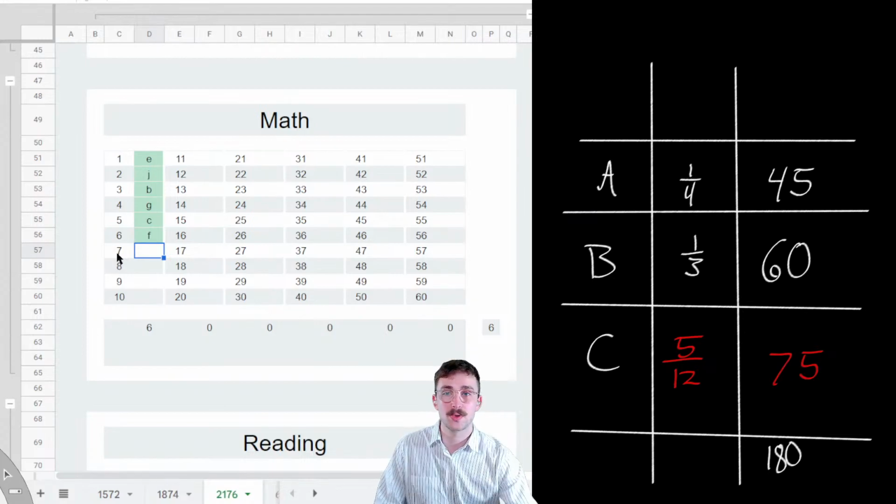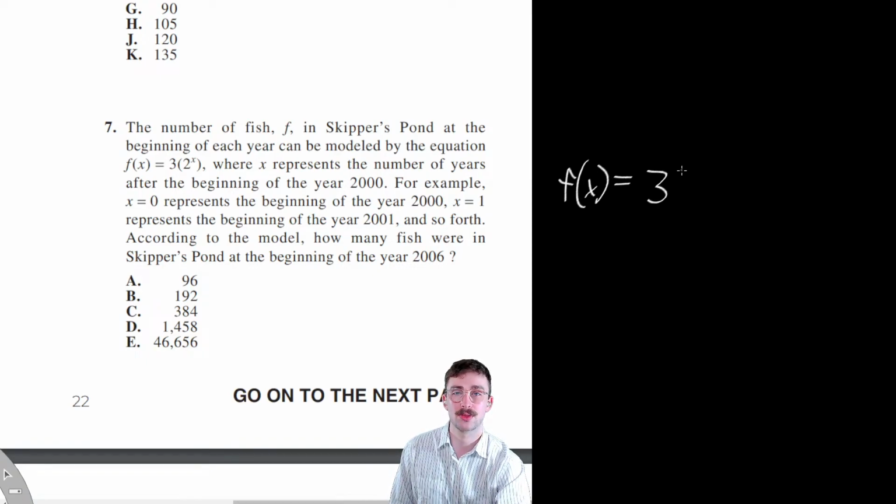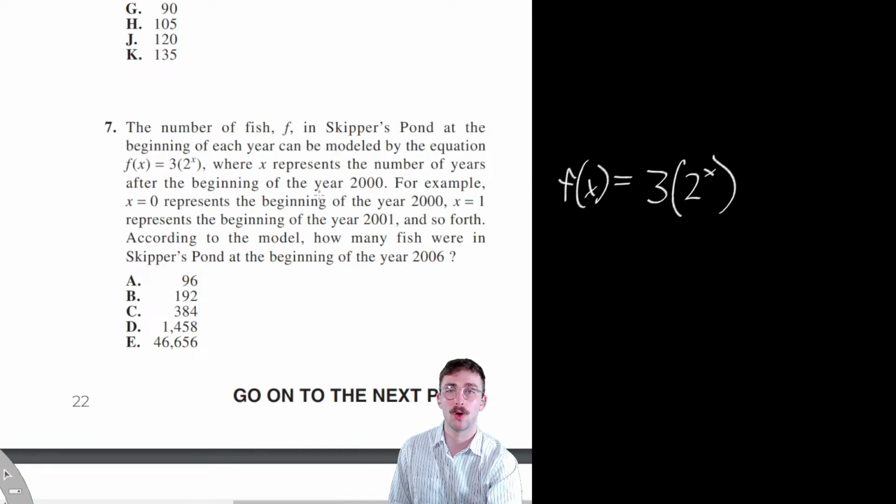That's all there is to it. Right off the bat, I see an equation. So I see f of x equals 3 times 2 to the x. Cool. I'm going to now look at the question, which is, according to the model, how many fish were in Skipper's Pond at the beginning of the year 2006? All right, so I see that they have a few examples here. X equals 0 for 2000. X equals 1 for 2001. So what I want to notice is that x is equal to the years since 2000, so 0, 1. So that means that x is going to equal 6 for 2006.